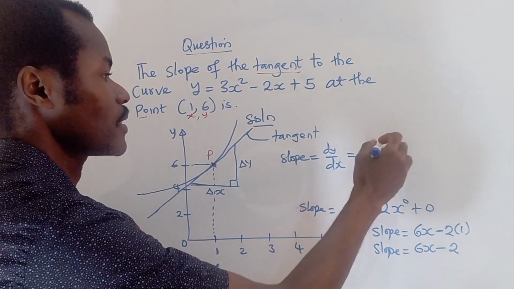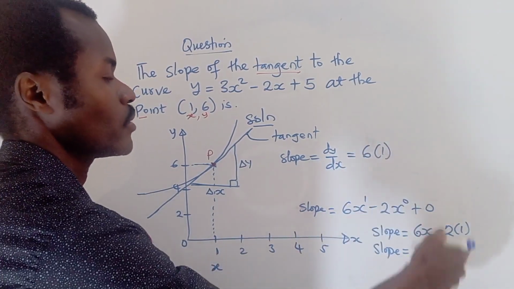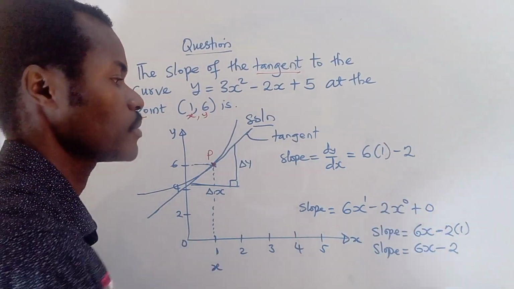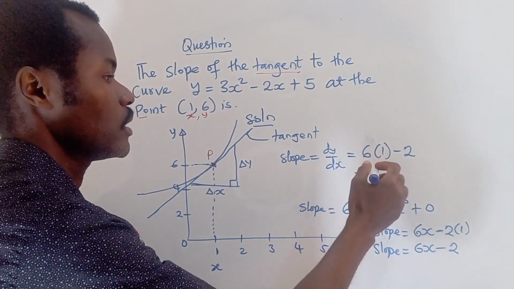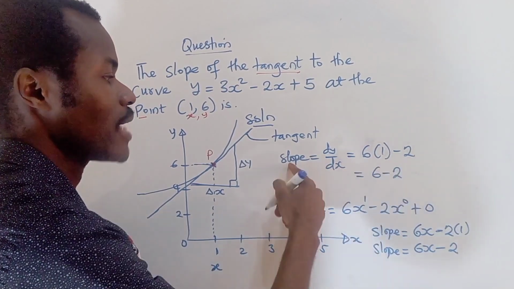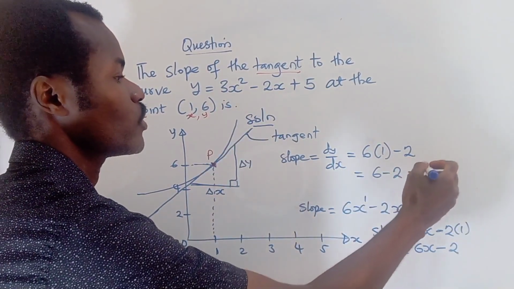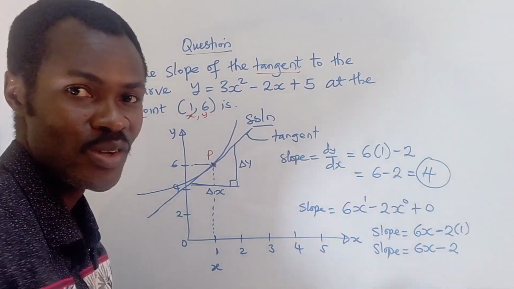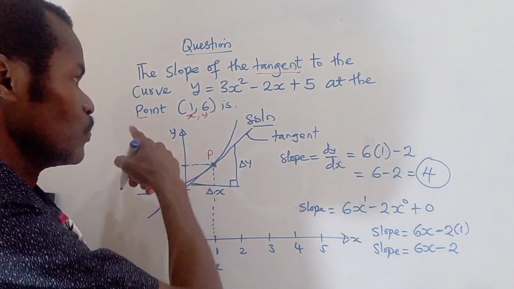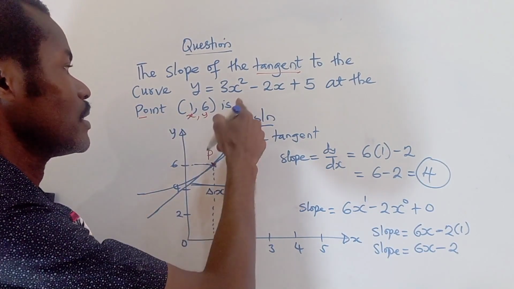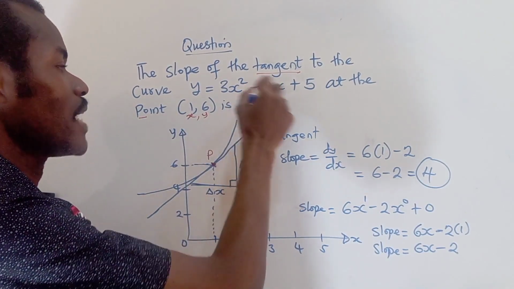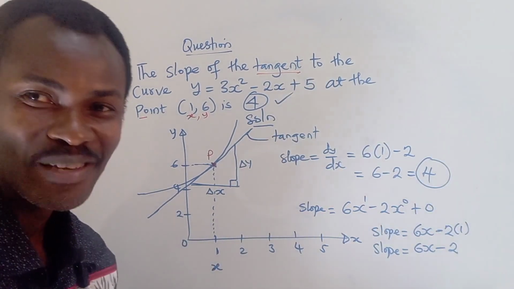So we are going to have our slope, which is still equal to dy over dx, as 6 times 1, minus 2. And 6 times 1 is 6, minus 2. So our slope for this problem is going to be 4. So 4 gives us the solution to this problem. So the slope at this point is actually 4. So that solves this simple problem.